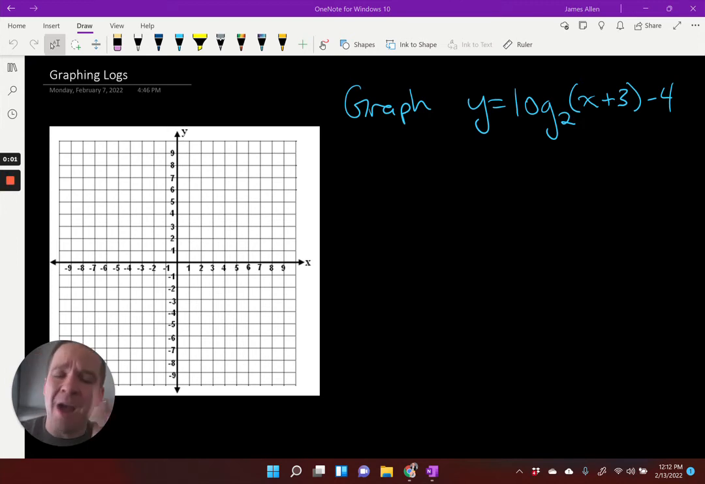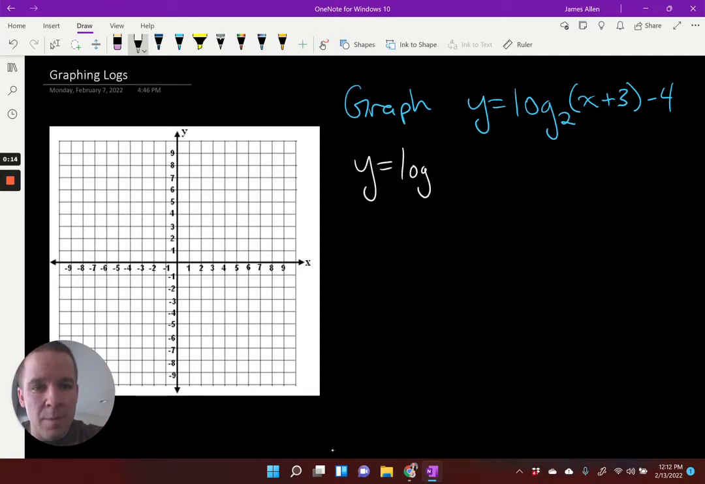All right, it's time we start graphing some logs. Now, there's a few ways of graphing logs. I'm going to show you my personal favorite way of graphing logs. The first thing I like to do is write down my parent function. In that case, this would be y equals log base 2 of x. That's going to be my parent function.